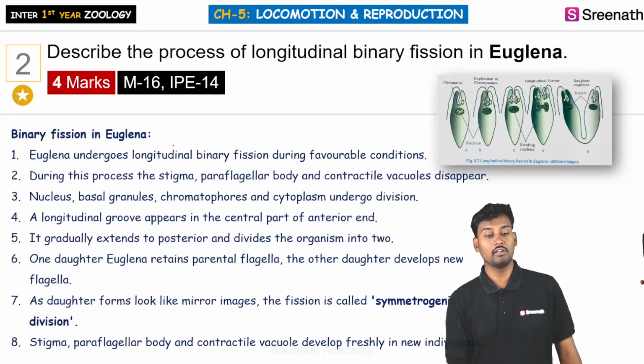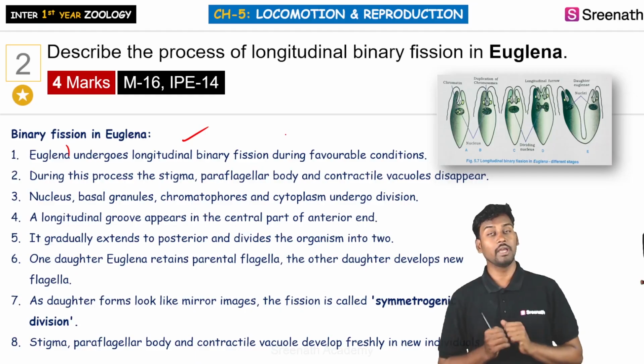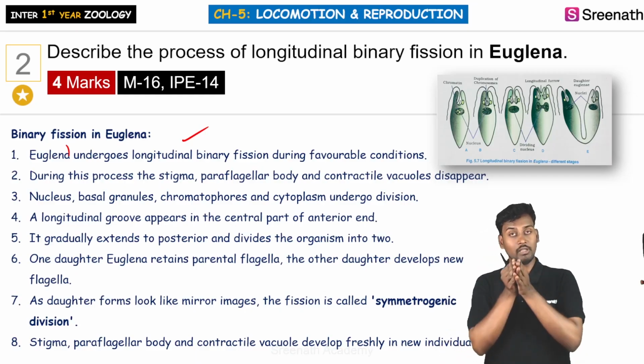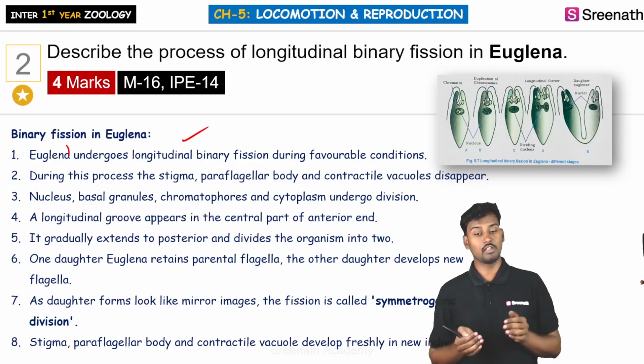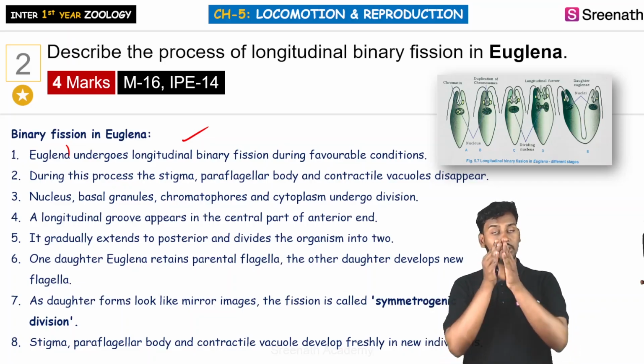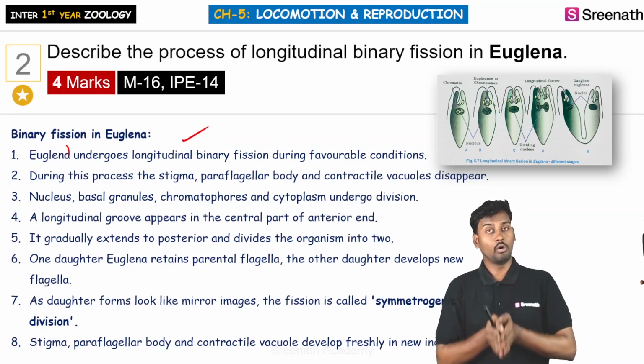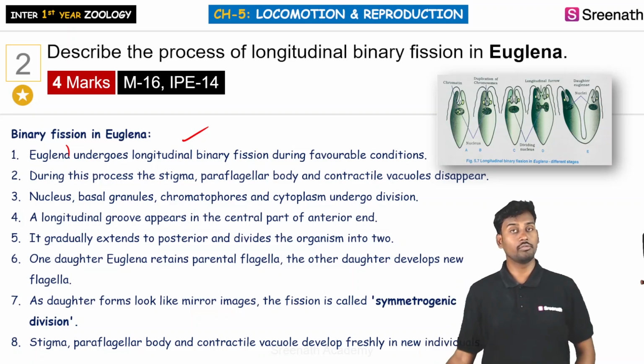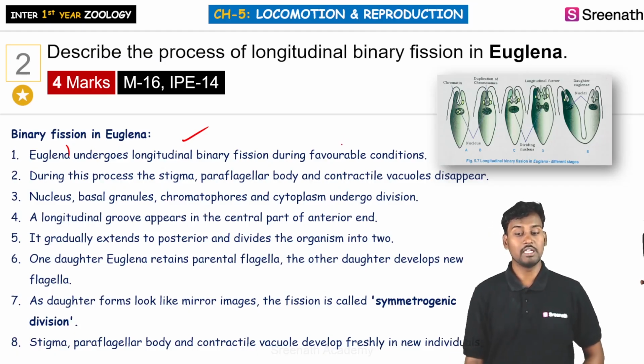సో యుగ్లినా ఈజ్ ద వన్ విచ్ ఈస్ జనరల్లీ అండర్గో a longitudinal binary fission, that is it is breaking from the top into 2 daughter cells అనమాట. ఇంతకుముందు ఏంటంటే పారమీషియా అడ్డంగా బ్రేక్ అవుతుంది, కానీ ఇది మాత్రం it will break from the top into bottom and it will lead to the formation of 2 daughter cells. That is longitudinal binary fission is the one which is taking place in Euglena under the favorable condition అనమాట.